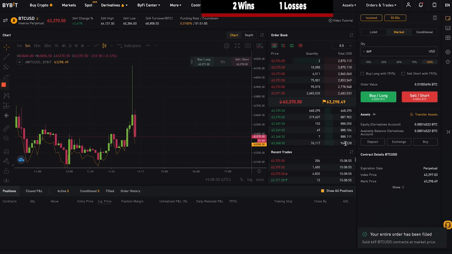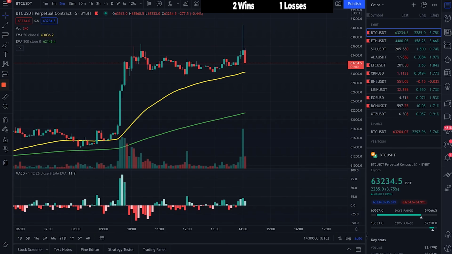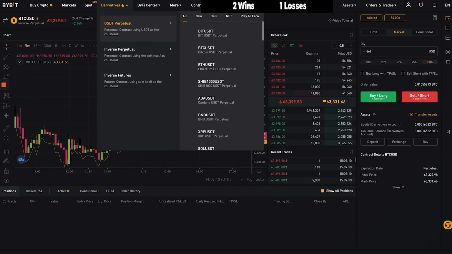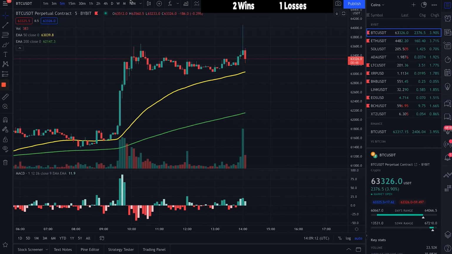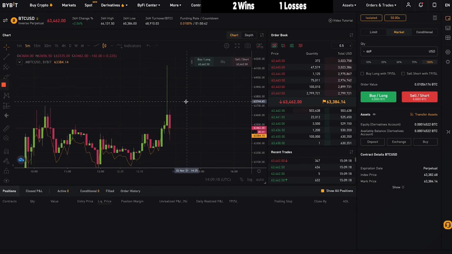Alright, so that was the first loss of the day. We have 2 wins and 1 loss. To be honest, I went into that trade way too early there. I should have waited for some more confirmation. So that was very bad by me, a pure mistake there. But that happens, no worries. We still have 66% win rate for today, which is very good.